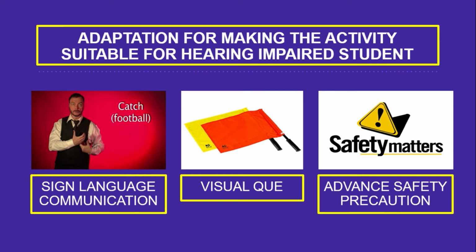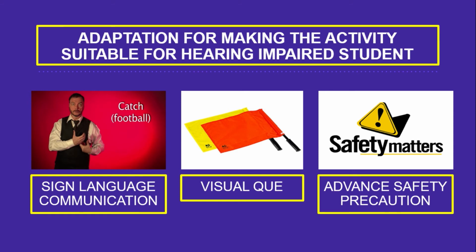These are the suggested adaptations for making activity suitable for hearing impaired students. First of all is sign language communication. A teacher who uses sign language fluently will maintain direct communication with the student with clear dialogue, which allows the student to have more confidence in what they are doing. And it will be easier for us to give them instruction and feedback.